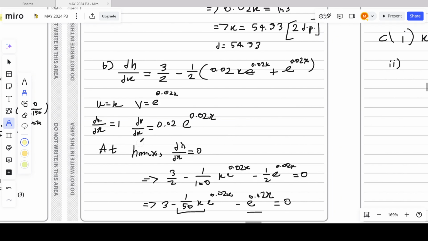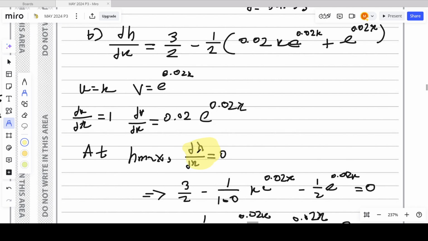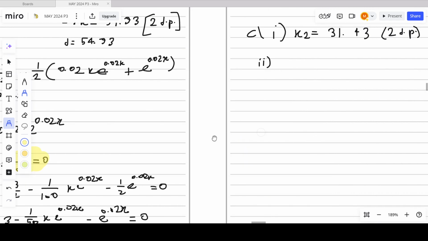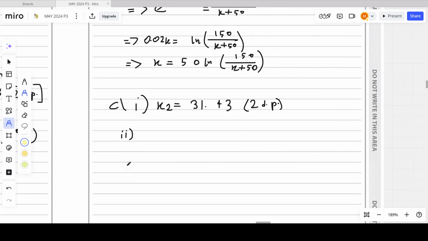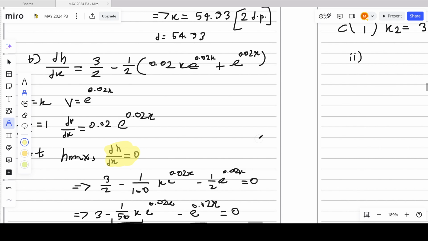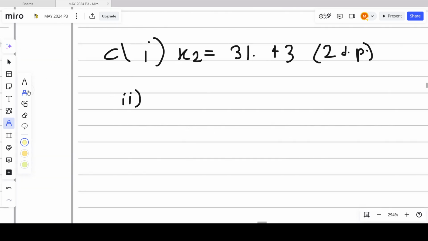Basically this equation, dh over dx equals to 0. Because the iteration formula has been derived from dh over dx equals to 0. So using iteration, as you solve the equation, you will get the value for x at which the golf ball will reach its maximum height. So keep your value saved in your calculator, like what I said earlier, and keep doing the iteration method.